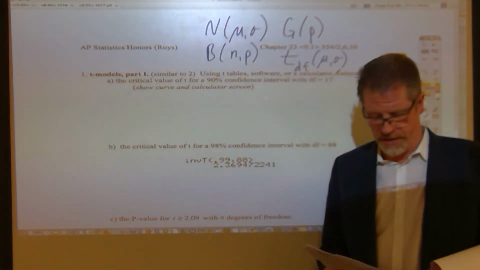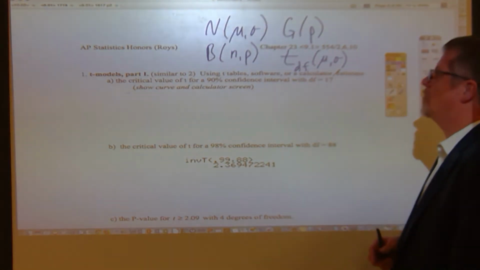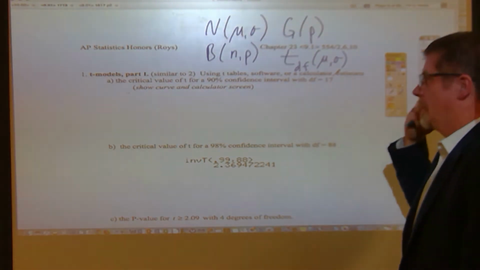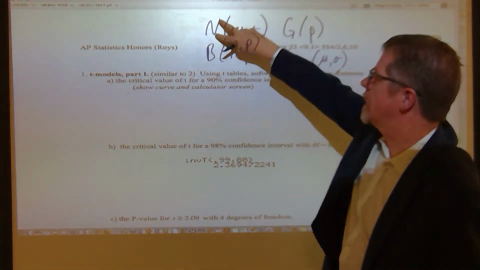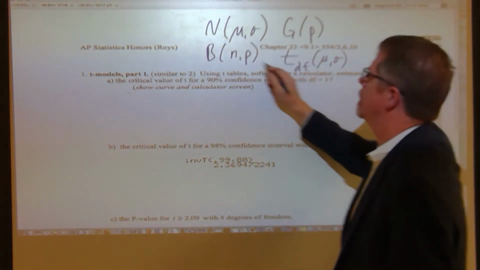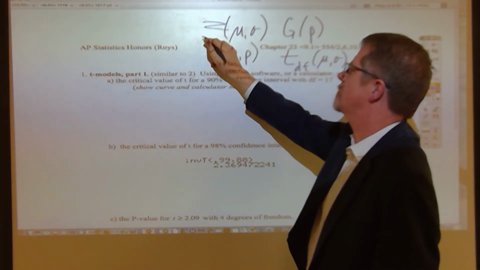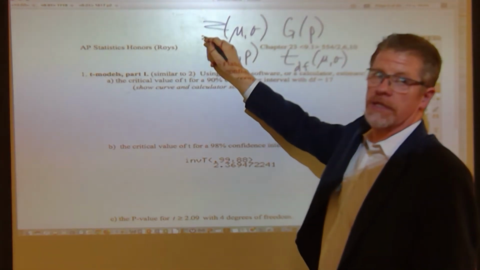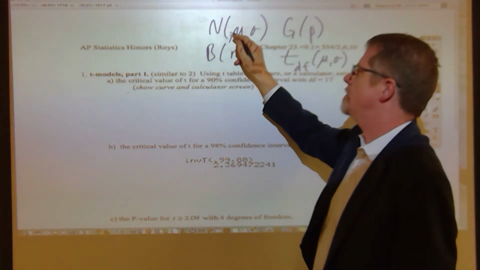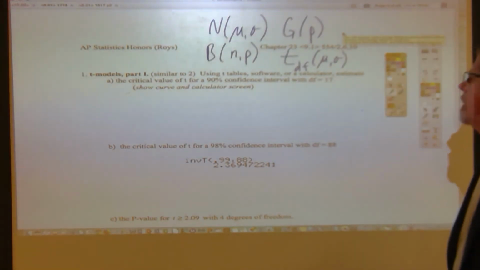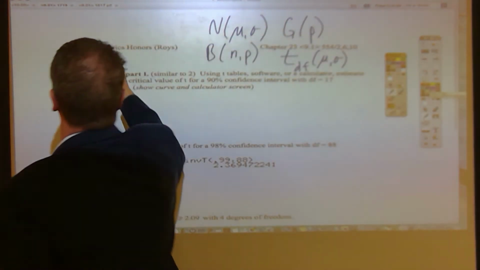So let's talk about T models and why on earth we use them. We just finished a unit where we were using the normal model, which can be thought of as a Z model, because if we rotate an N, it turns into a Z, where Z is the number of standard deviations. But we call it the normal model. The T model is named after William Gossett.